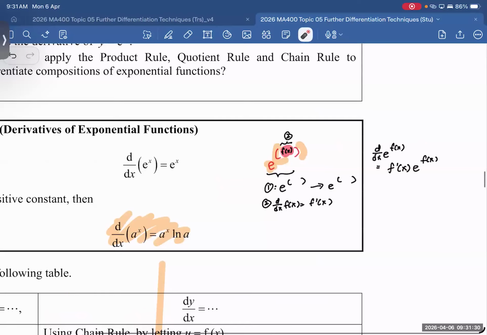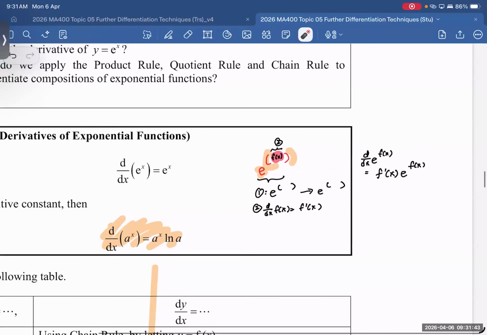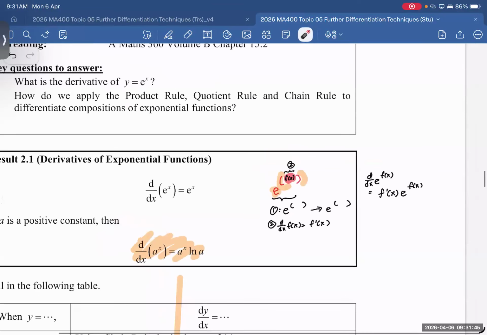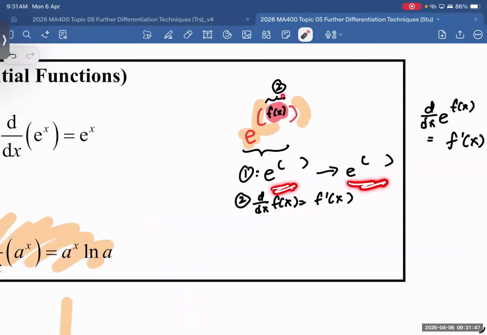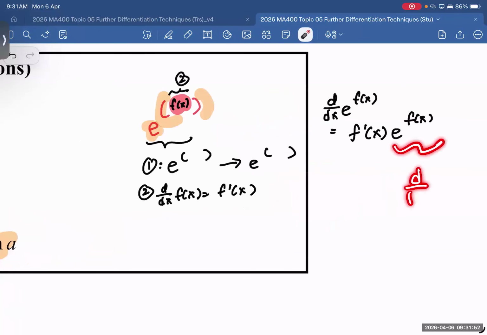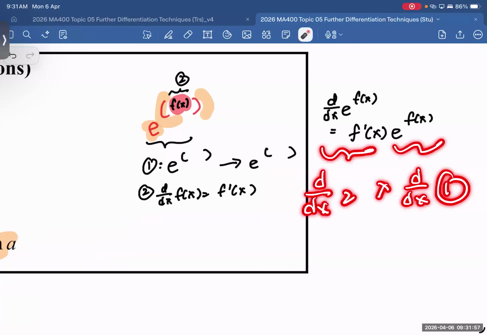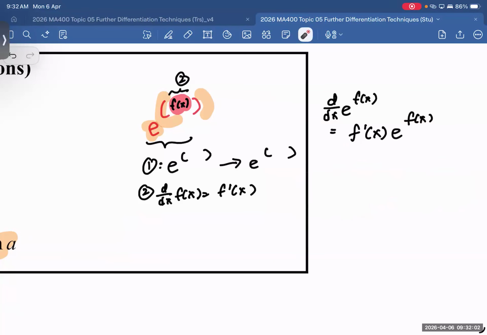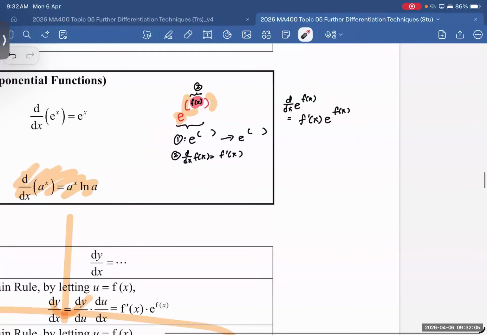So I differentiate outer layer, differentiate inner layer. Differentiating e power blank will give you e power blank. You differentiate e^x is e^x. Differentiate f(x) will give you f prime. So you can see, differentiate layer 1, multiply by differentiate layer 2. That's chain rule. Or just multiply together. Okay?